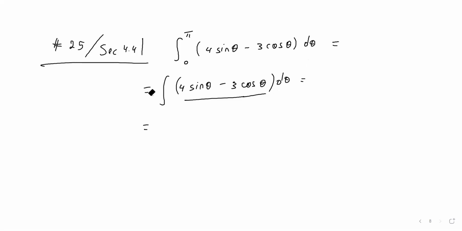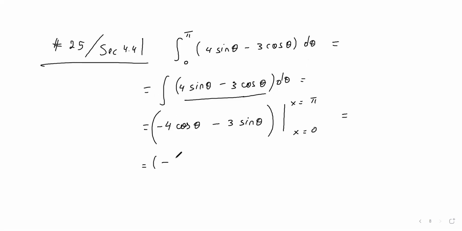So we calculate the antiderivative, which means for 4 sine theta, the antiderivative is negative 4 cosine theta, and for minus 3 cosine theta, the antiderivative is minus 3 sine theta. And all of these in parentheses, folks, that's going to be from 0 to pi. So we're going to substitute pi and 0 in the formula, and we get negative 4 cosine pi minus 3 sine pi minus negative 4 cosine 0 minus 3 sine 0.